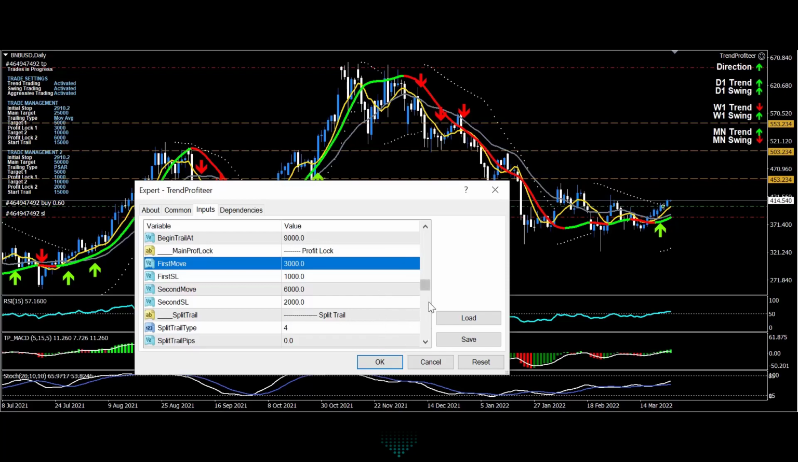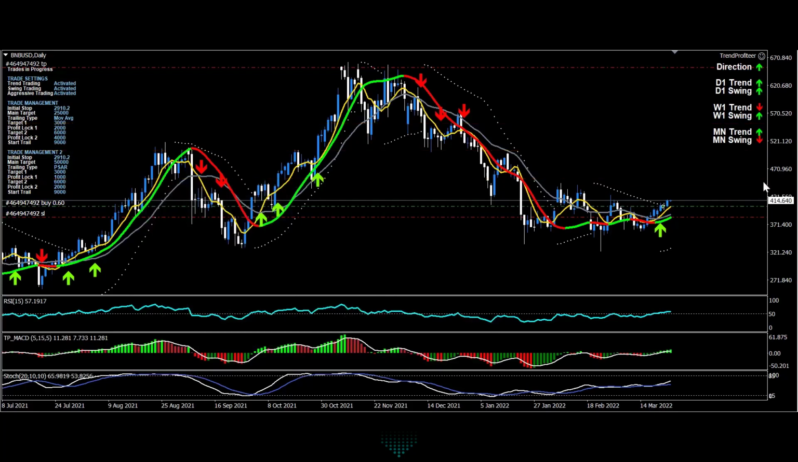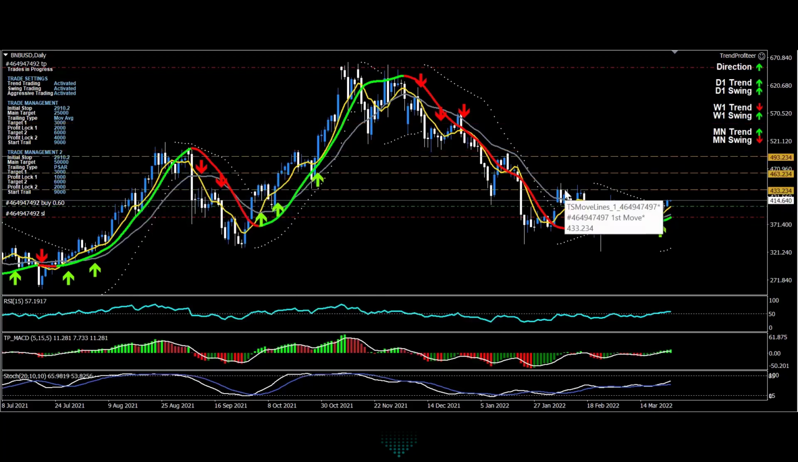Now, I've already entered my details here for my profit locking, and click OK, and there we go. So the profit locking targets are now in place. I'm more comfortable with that. It still represents a good risk reward ratio, and my new profit lock targets are in place.